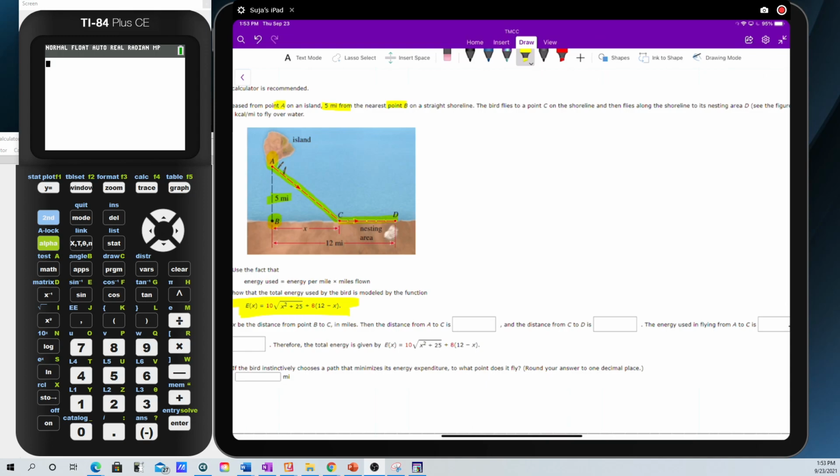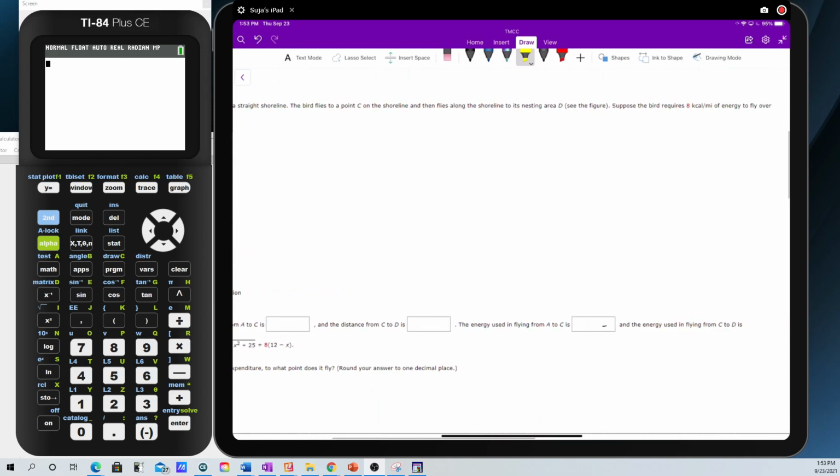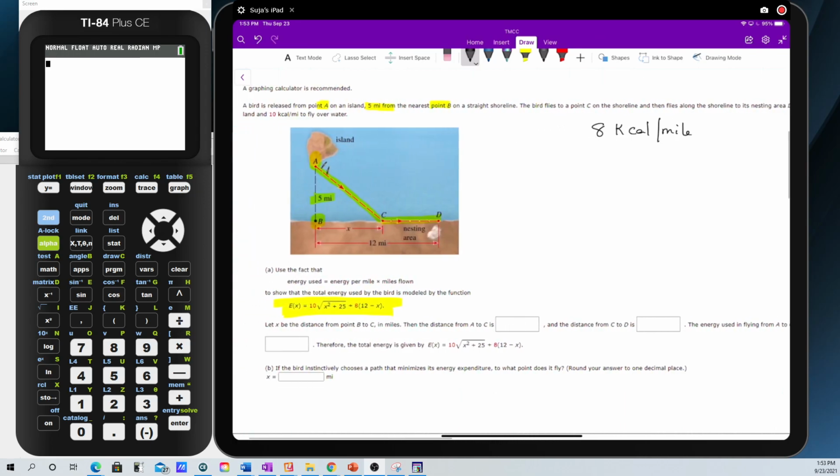Okay. The other information given in the question is the bird requires 8 kilocalories per mile to fly over land. So this is the land speed, and also it requires 10 kilocalories per mile to fly over water. This is the other information given in the problem.